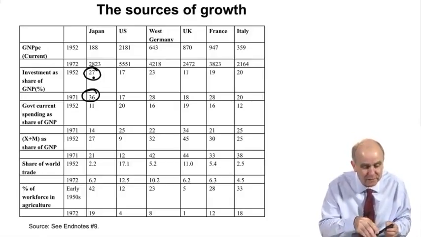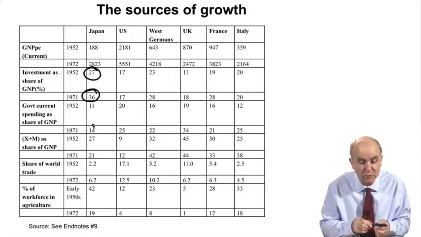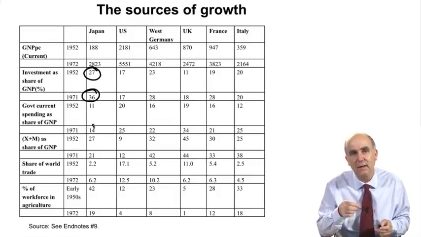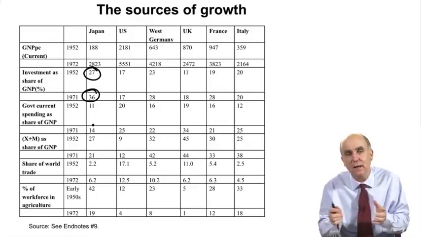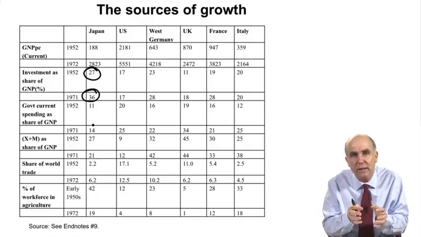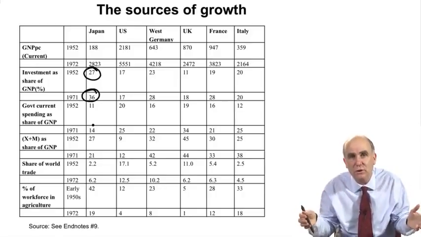If we look at government spending as a share of GNP, you notice that Japan in 1952 is actually at the bottom end of government spending, and it remains that way in 1971, even though there's a small increase in government current spending. And that tells us that Japan's economic development, if anything, was associated with the government trying to remain small in the economy in terms of its share of economic activity to free up resources for private sector activity.